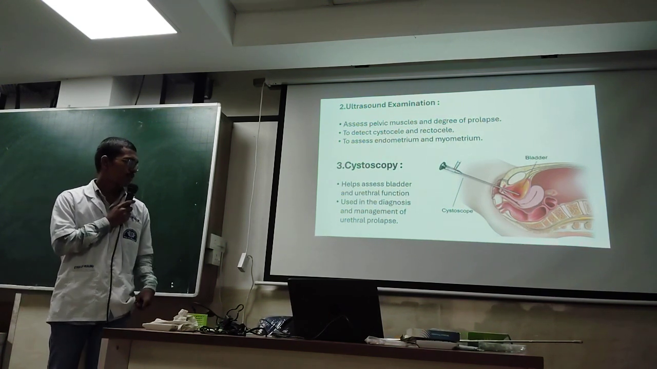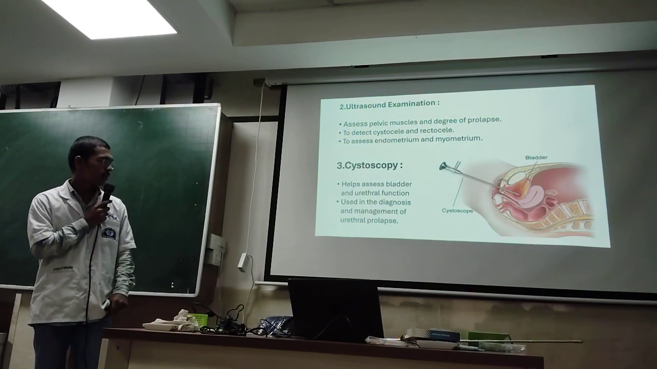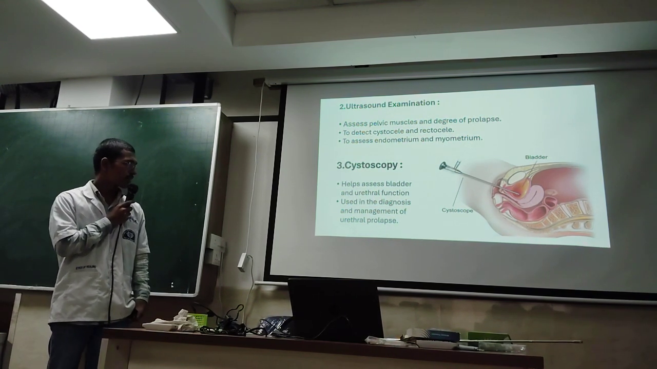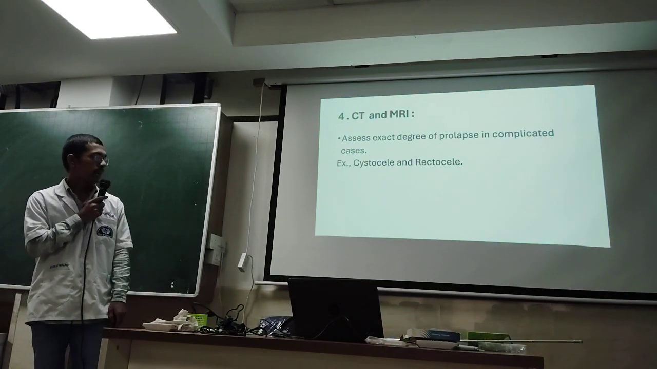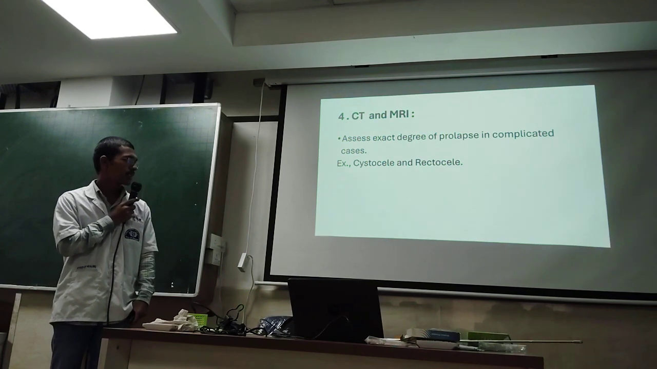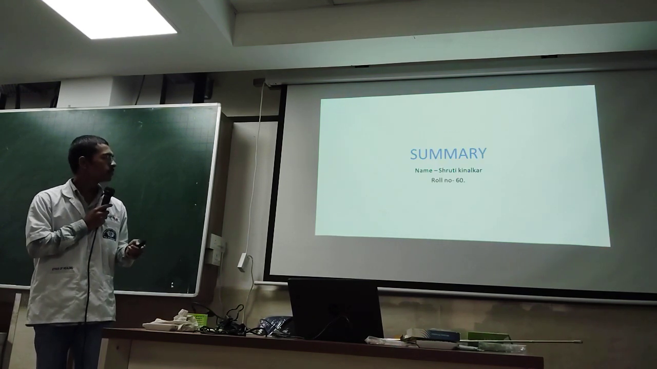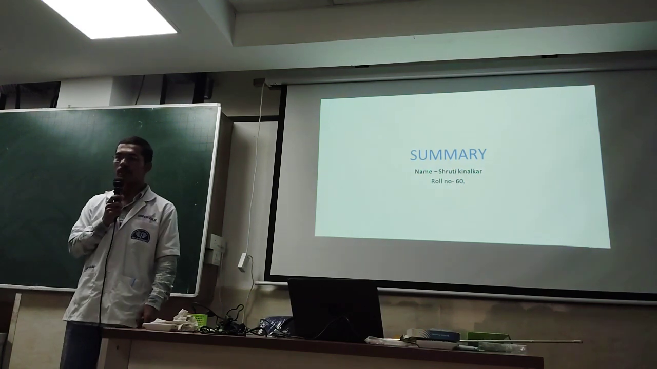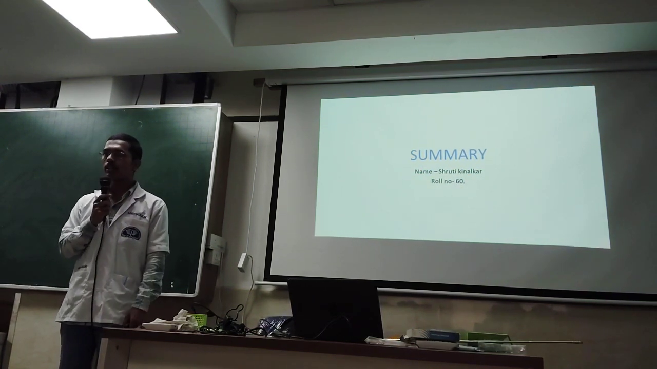In cystoscopy, as you can see, the cystoscope helps to assess bladder and urethral function. It is also used in the diagnosis and management of the urethral prolapse. And at the last, the CT scan and MRI. It helps the assessment of exact degree of prolapse in complicated cases like cystocele and rectocele. This is how we have explained the uterus, its anatomy, and the case regarding uterine prolapse.